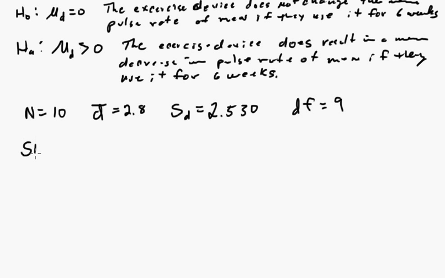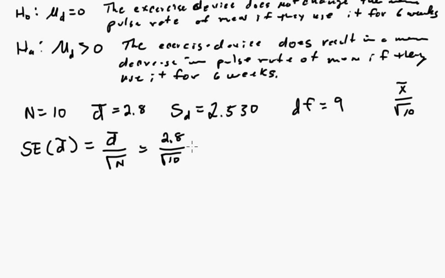And so what we need is we need the standard error of d bar. So that's just like, remember for a regular one sample test, it's this. So now we just say SD divided by the square root of n. So that's going to be 2.530 divided by the square root of 10, and that comes out to be 0.800. Okay, so t, we already have it, but we need to document it.